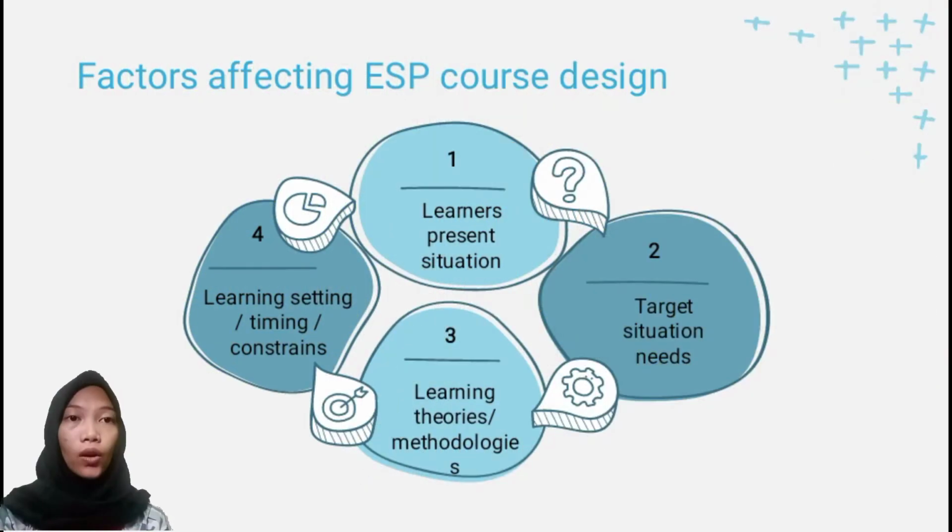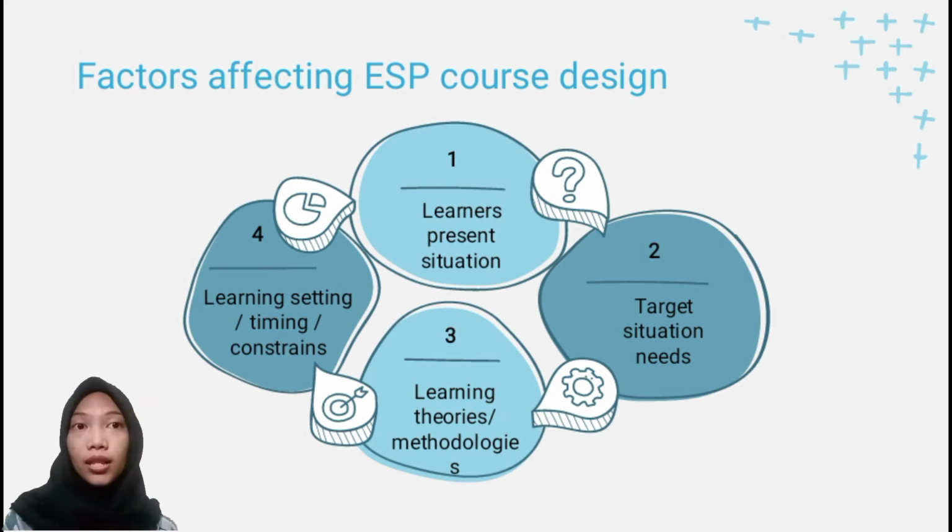And now I would like to explain about factors affecting ESP course design. In previous presentations, my friends explained the definition and the aim or purposes of ESP course design. From the aim or purposes, we can know the factors affecting ESP course design. There are 4 factors. The first is learners' present situation.